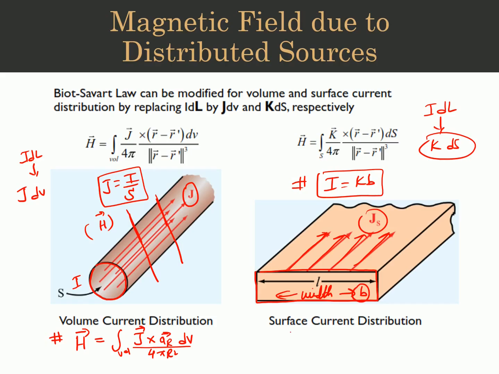So in this scenario, the magnetic field intensity for the sheet is going to be the surface integral. You replace IDL with K cross product of aR along dS divided by 4 pi r square. That's it. We don't want to go into the proof of these equations, but these equations should be known to you whenever the object or the geometry changes. So once these equations are known, let us look at an example and see how we can find the magnetic field intensity using the Biot-Savart law.